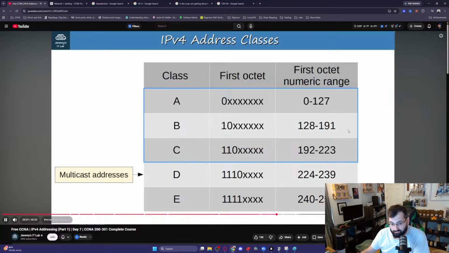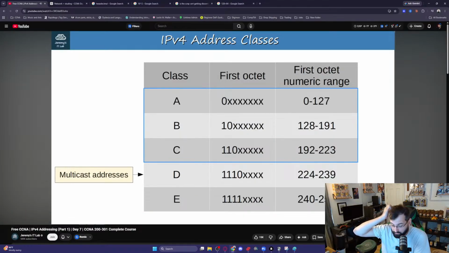Addresses in Class D are reserved for multicast addresses. Multicast is another type of address separate from the unicast and broadcast addresses we talked about in previous videos. We will talk about them, but that will be later in the course. Class E addresses are reserved for experimental uses, and we won't talk about them in this course.